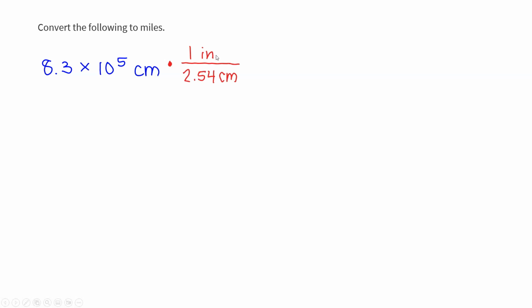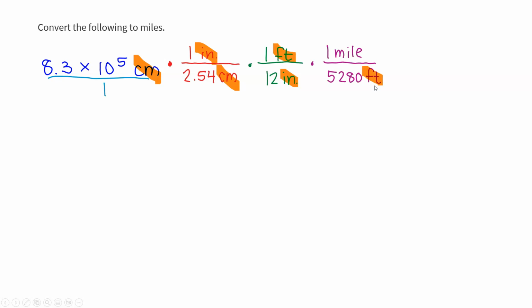Now the 1 inch goes on top and the 2.54 centimeters goes on the bottom, because again we're assuming that this is all in the numerator and we want the centimeters to cancel. So now this would give us inches. Now we can go from inches to feet. We know that there are 12 inches in 1 foot. The inches go in the denominator, the 1 foot goes in the numerator. And a standard conversion you might be given is that there are 5,280 feet in a mile. So you're going to multiply this by 1 mile over 5,280 feet. This would cancel the feet because you have this in the denominator. This would give you the number of miles.